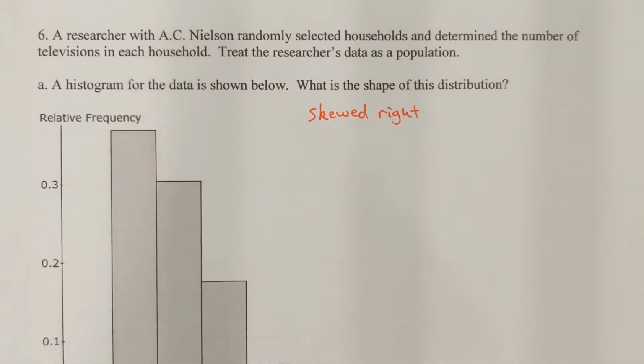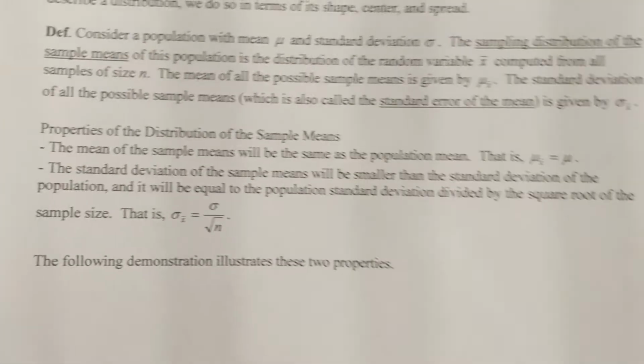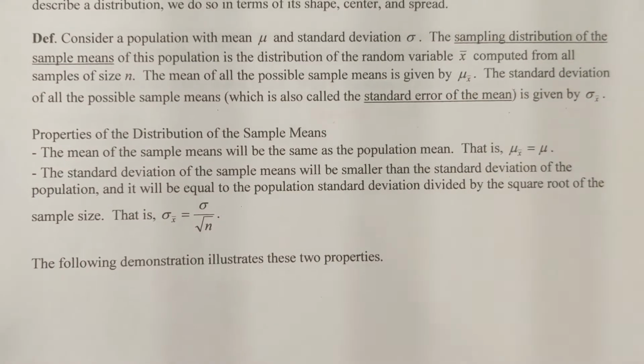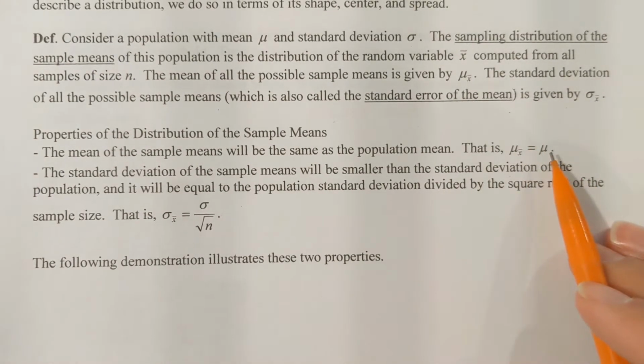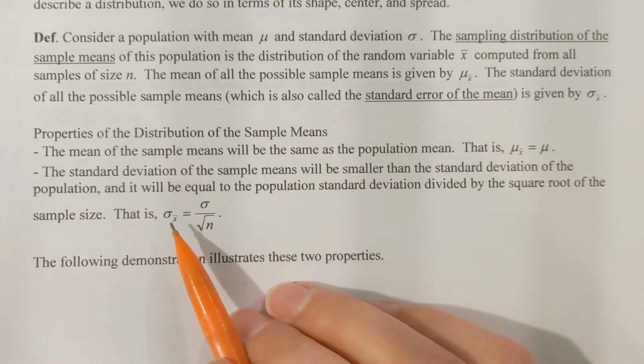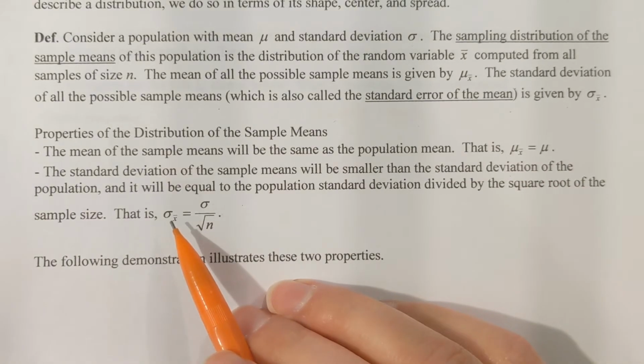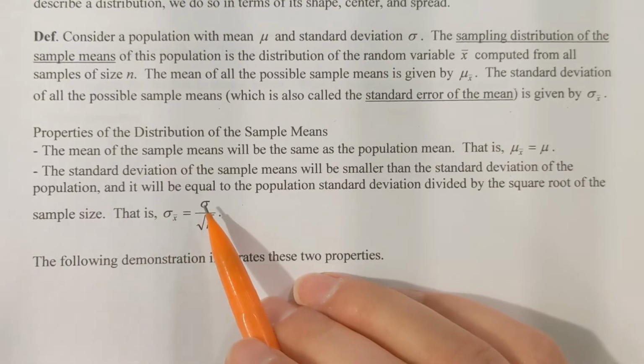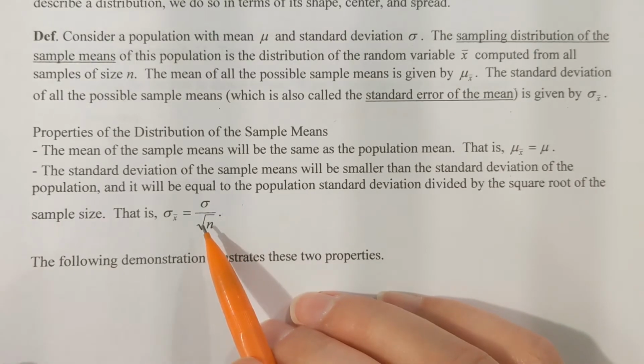Okay, I want to finish up section 8.1 now. We're talking about the distribution of the sample mean. And again, these are the two properties that we need to know. The mean of the sample means is the same as the population mean. The standard error, that is the standard deviation of the sample means, is where you take the standard deviation divided by the square root of the sample size.